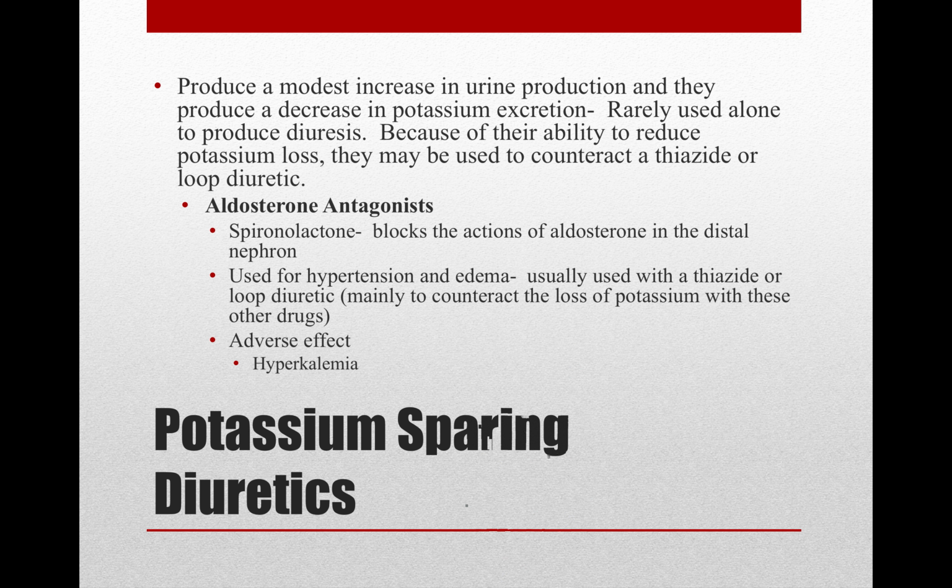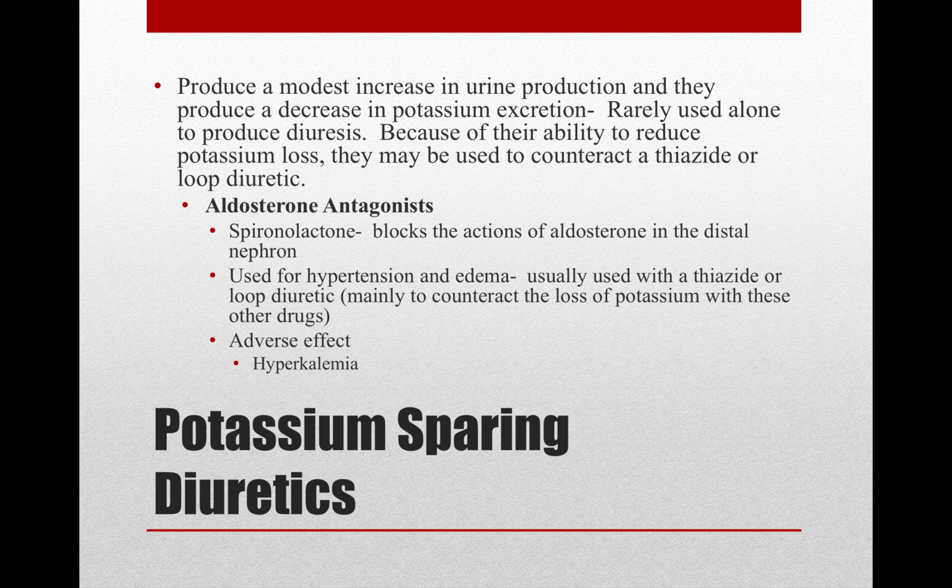Does that make sense? Again, we know that aldosterone promotes sodium uptake and excretes potassium. Because this is an aldosterone antagonist, it's going to antagonize aldosterone. It will retain potassium and excrete sodium. So it's the opposite. And so how this works, it produces a modest increase in urine production, and they produce a decrease in potassium excretion, rarely used alone to produce diuresis. Because of their ability to reduce potassium loss, they may be used to counteract a thiazide or a loop diuretic.